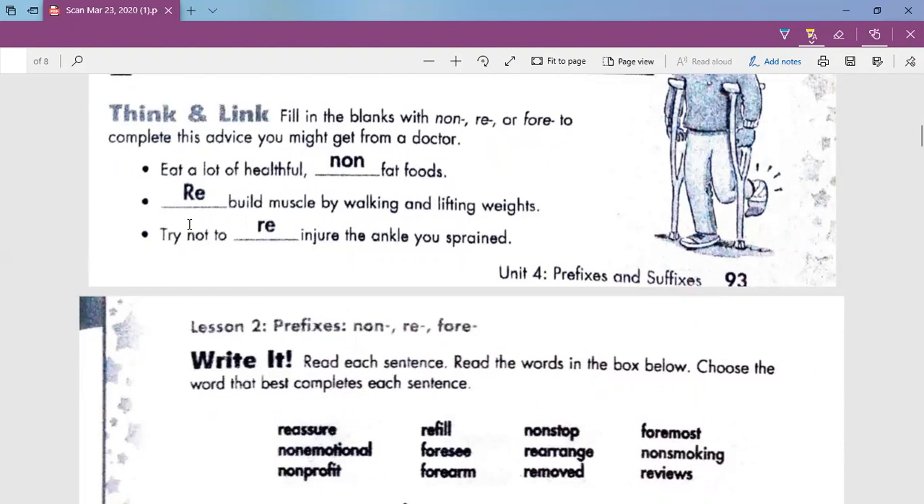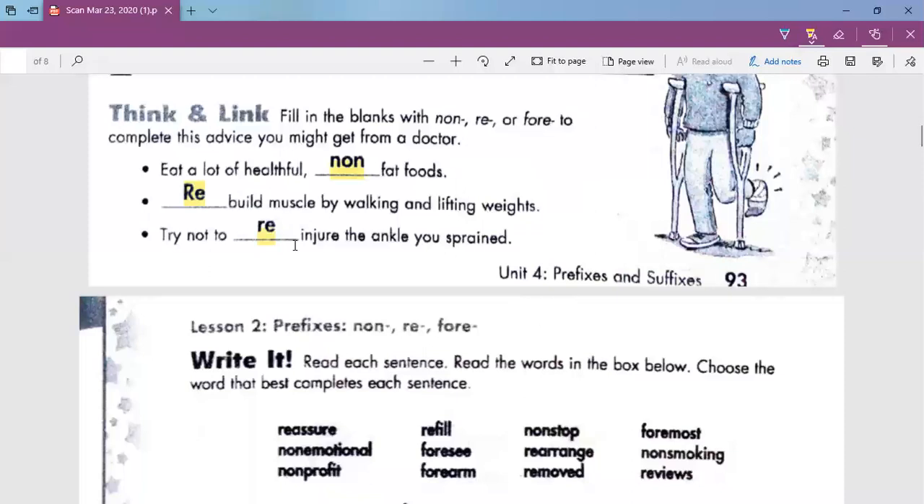The first one says eat a lot of nonfat healthful foods. Is this what you have? Yes. Okay. The other one is rebuild muscle by walking and lifting weights. So it's re over here. And the last one is re as well. Try not to re-injure the ankle you sprained. Right? Let me know when you're finished so we can move to the next page.